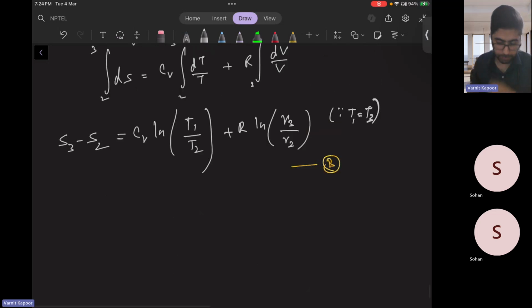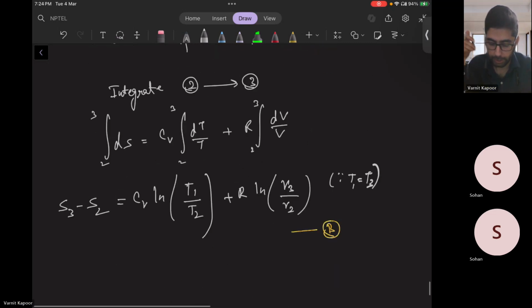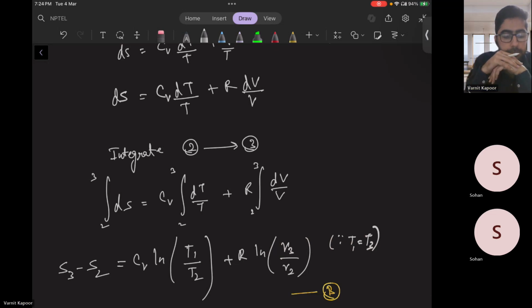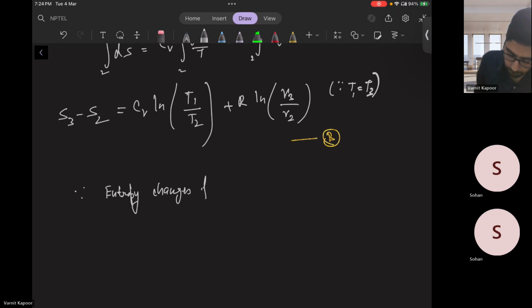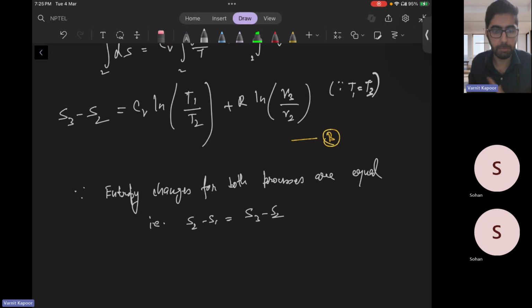This is equation B. We have two equations, A and B, using this process. It's given in the question that both the entropy changes for both processes are equal. That is S2 minus S1 is equal to S3 minus S2. So you can compare equation A and B right hand side parts.